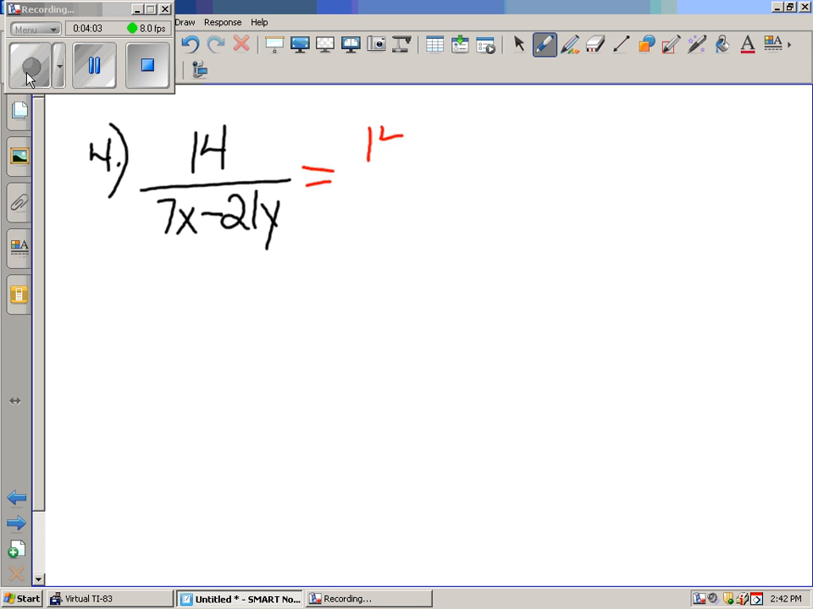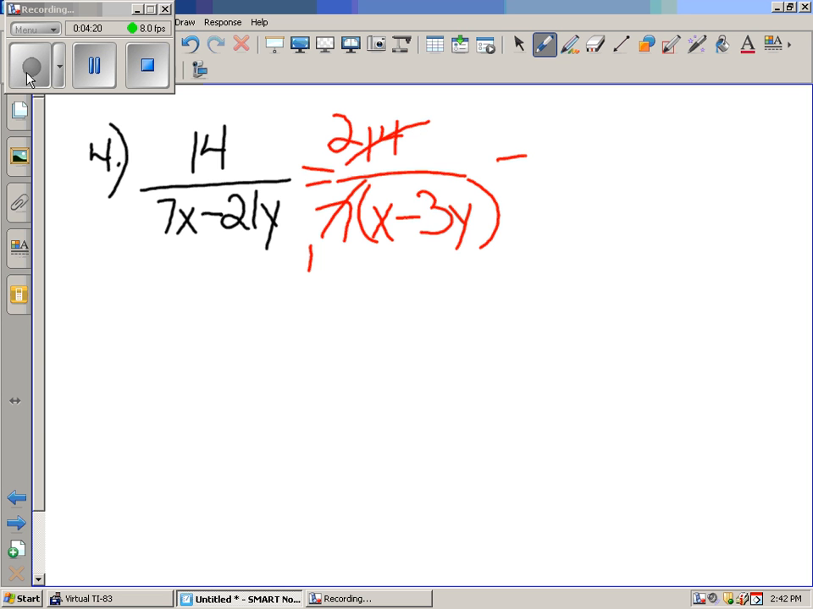Alright, so it's 14 on top, and then 7x, and 7 goes into 21 3 times, so it's 3y. And then 7 goes into itself once, and it goes into 14 twice, so you get 2 over x minus 3y. What do you think?